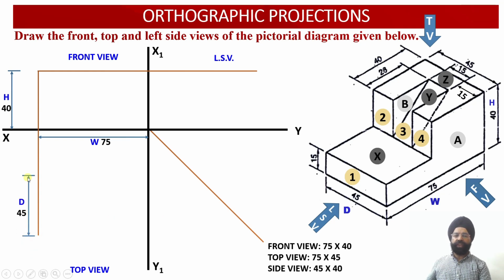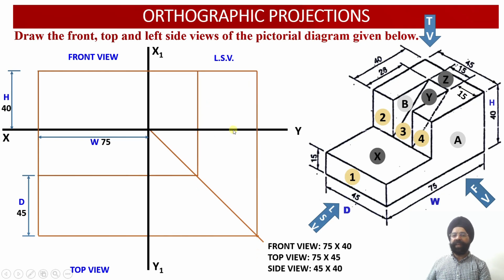In order to draw the top view, what are the dimensions which will be required? Width equal to 75 millimeter, which has already been marked, and the depth of the solid, which happens to be 45 millimeter. So depth we have marked 45, width we have marked 75 millimeter. Now this depth of the solid will be transferred using this transfer line onto the left hand side view. So in the left hand side view, this dimension is equal to the depth of the solid.